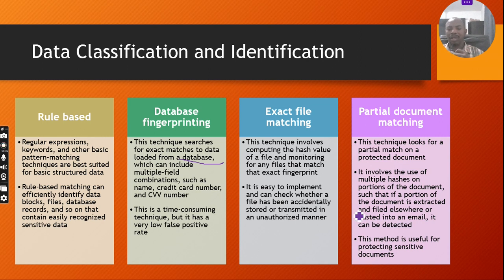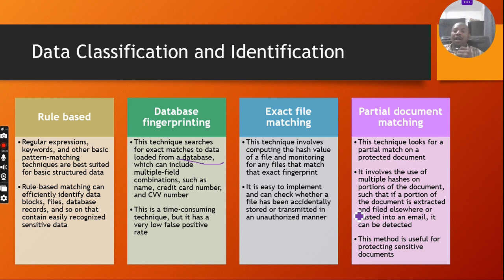If you have a protected document, anything that matches it, then it goes for it. It involves the use of multiple hashes on portions of documents, such that if a portion of the document is extracted and filed elsewhere or pasted into an email, it can be detected.